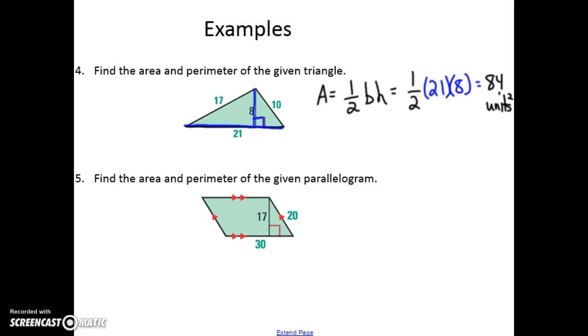And then perimeter is if you add up all the sides. So this would be all these green sides here. 10 plus 17 plus 21 would be your perimeter. So that would be 48. And we'll just say units because it's perimeter, so it's not squared.